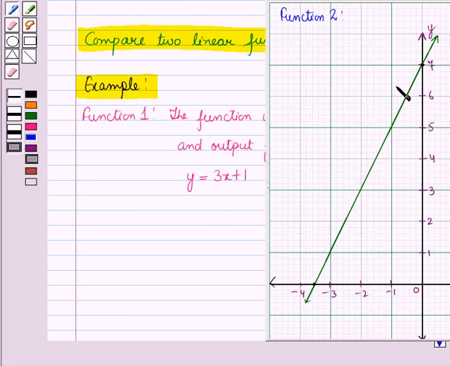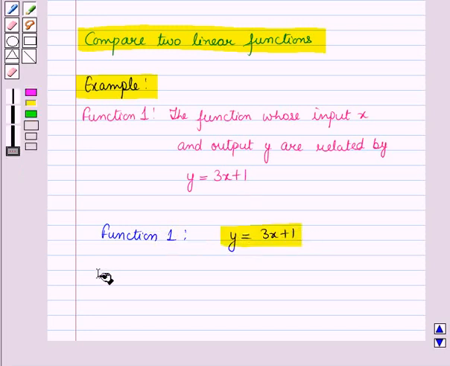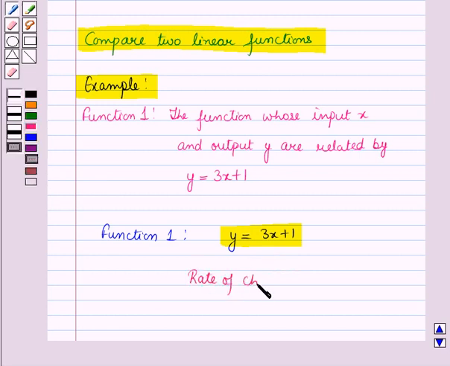Now in function 2, as the graph is a straight line, so function 2 is also a linear function. So here both are linear functions. Now let us compare the rate of change of the two functions. Now for function 1, the equation is given to us as y is equal to 3x plus 1. Now this is a linear function, and also it is equation of straight line in slope intercept form, that is y is equal to mx plus b. And we know that here rate of change or slope is equal to the coefficient of x, which is 3.